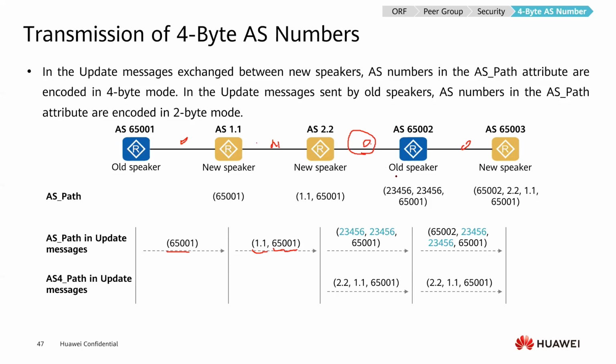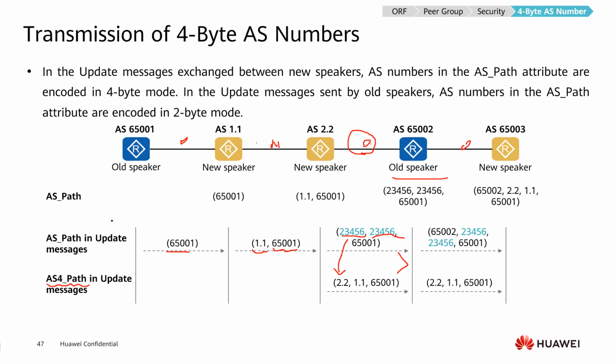That means the next hop is the old speaker, so it needs to use the AS4_PATH to contain the 4-byte AS number. So it changes this part as 2, 3, 4, 5, 6 in the AS_PATH attribute, and puts this 4-byte AS number in the AS4_PATH in the update message, and sends these 2 attributes to the old speaker.